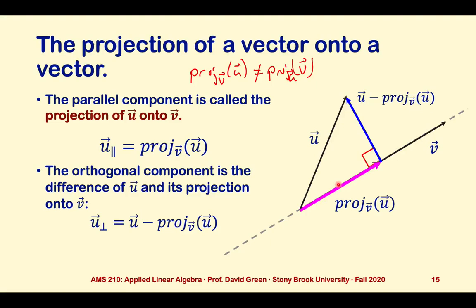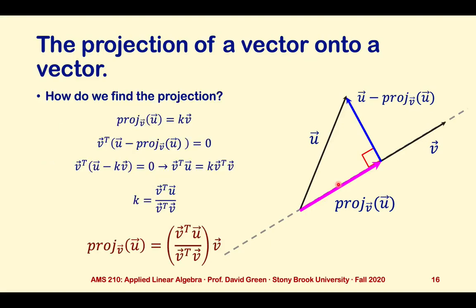This is a conceptual definition. How do we actually find or compute the projection? Well, we just have to put together all of the pieces that we already have defined, and we will derive a nice, clean method to do so. We've already noted that the projection must be a scalar multiple of v, because it's in the same direction as v. Also, the dot product of v with the orthogonal component, u minus the projection, must be 0. We write this as v transpose times u minus the projection of u onto v is 0.